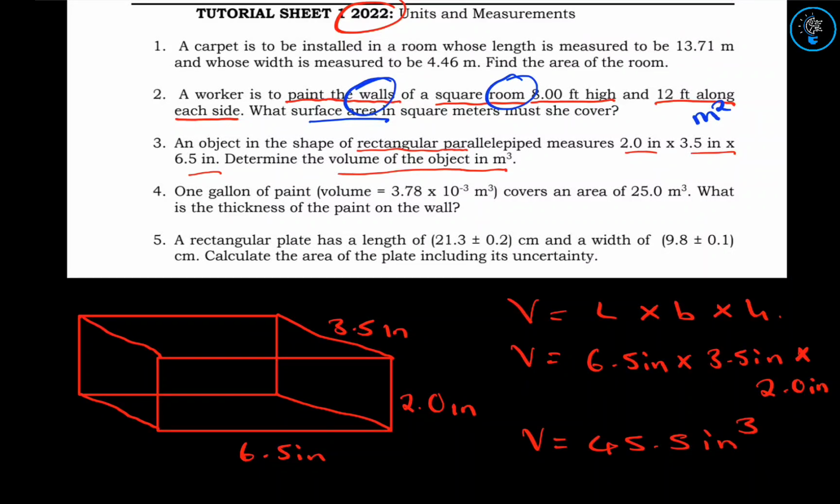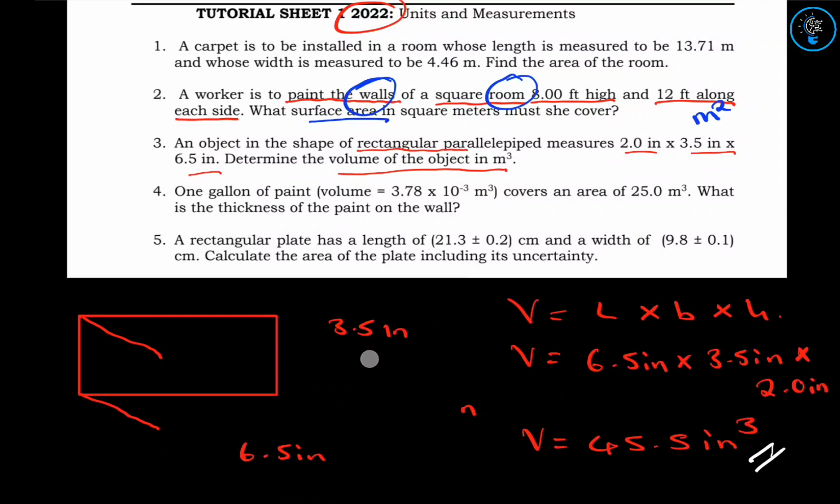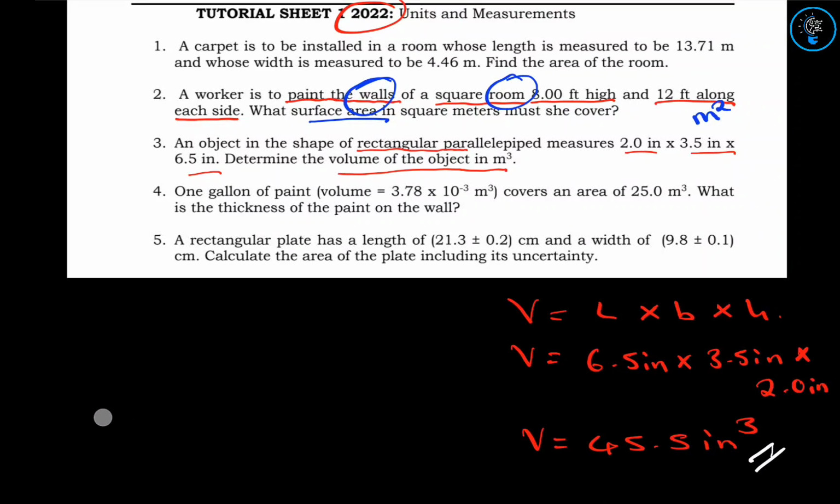We are done? No. So don't be excited when you reach this stage. What you need to do is convert this into meters cubed. Let's do it. To convert this, we're going to use the chain link method. So we're going to get our value of interest. We're interested in this one, and we're going to multiply it by the conversion factor.